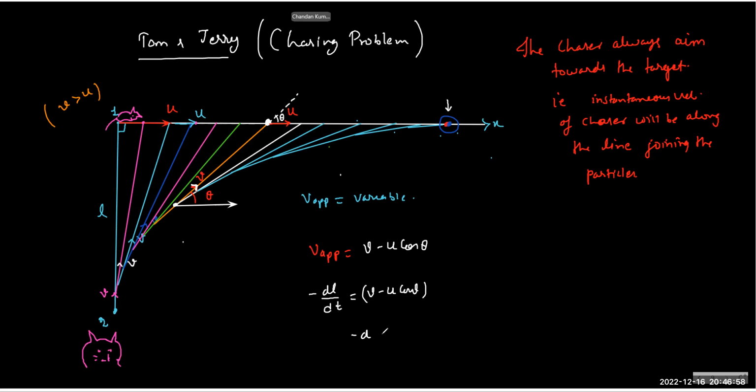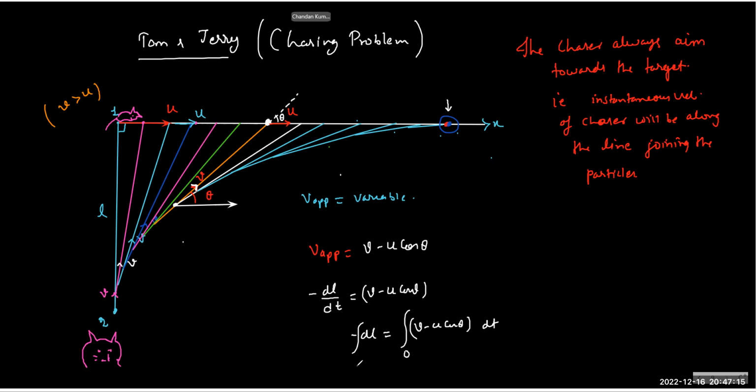So minus dl will be how much? (V minus U cos theta) into dt. Now tell me, is theta a variable or a constant? Variable, definitely a variable. So can we integrate? The answer is no, we cannot integrate.